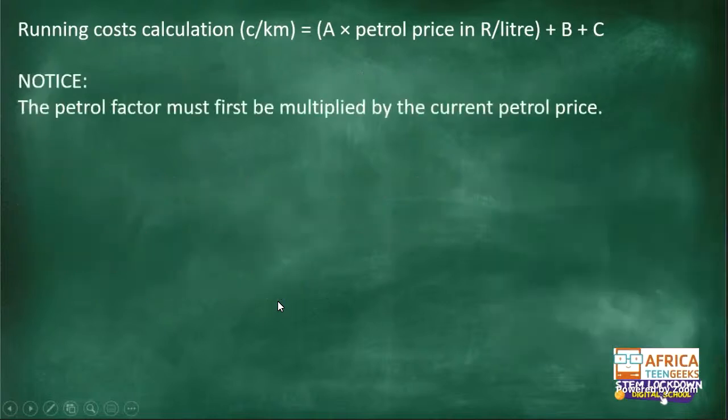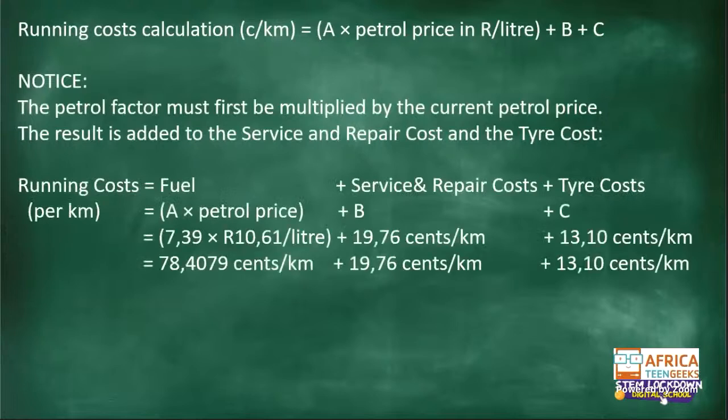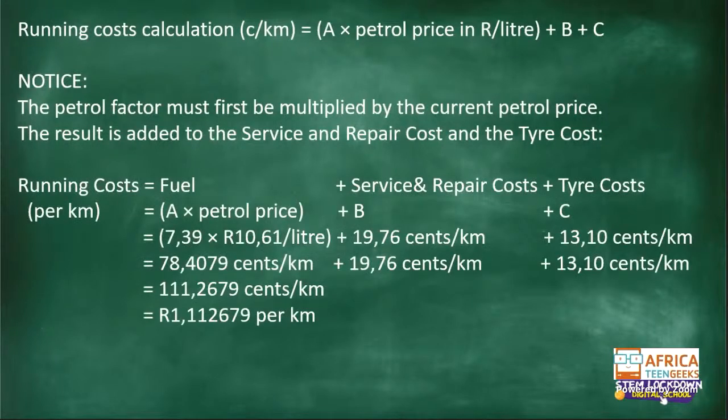And of course, in this example, we agreed that the price of 1 liter will be 10 rands and 61 cents. So please use the same price of petrol per liter, which is 10 rands and 61 cents, to calculate the running cost of your car. If you are ready, please raise up your hand and then you can tell me how you calculated the running costs of your car. Please raise up your hands.